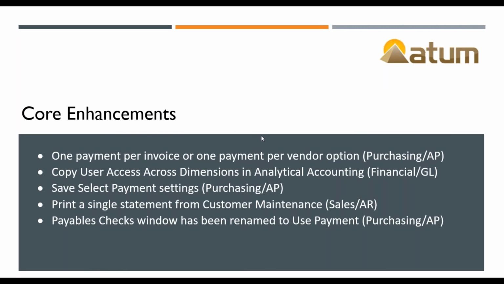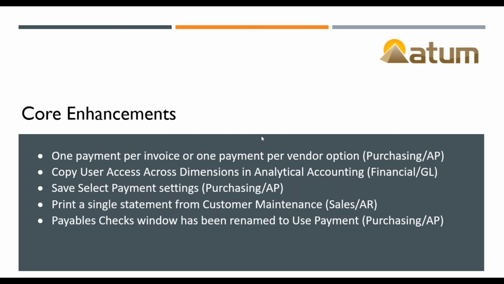Okay, now we jump on to the core functionality, the good stuff, the meat, that everybody's been waiting for. So the first thing we have is basically that you can now have one payment per invoice or one payment per vendor. What GP 2018 now allows you to do is choose a single payment per vendor or an individual invoice. The choice of the payment option is made on the vendor maintenance window, and the default setting is then used to generate a single payment per vendor when you build a payment batch using the build payment batch window.